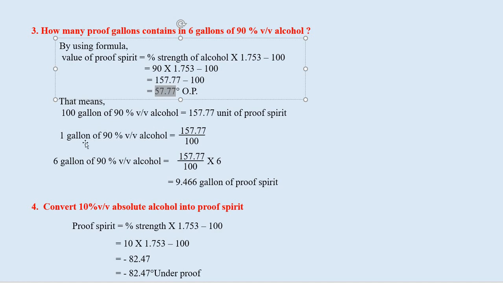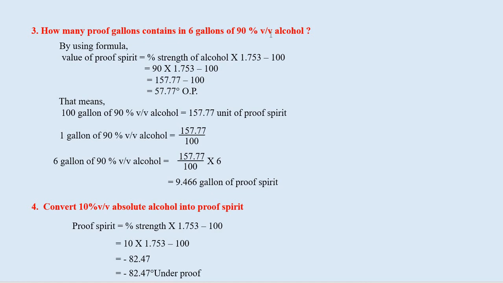So from that we are able to calculate for 1 gallon, from the 100 gallons. So 1 gallon is equal to 157.77 divided by 100. Don't solve it yet. Now we require it for 6 gallons, so just multiply this value with 6, and you will get 9.4466 gallons of proof spirit. Means 9.446 gallons of proof spirit is contained in 6 gallons of 90% volume by volume alcohol.